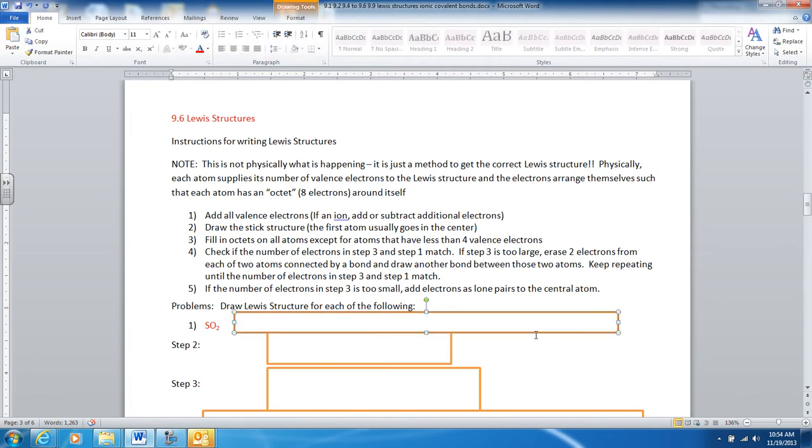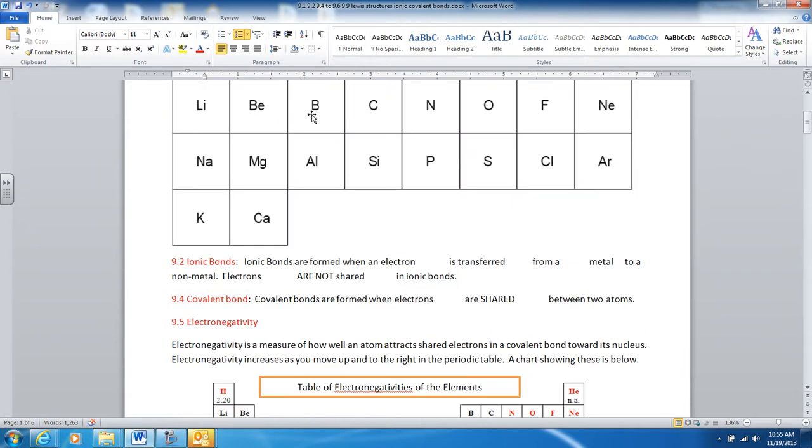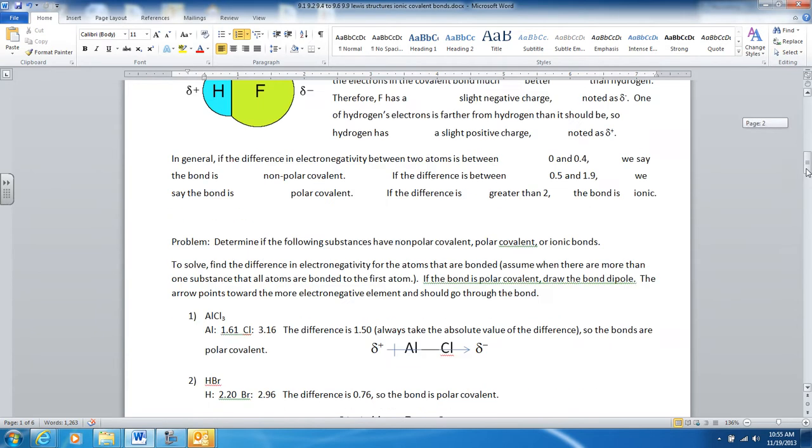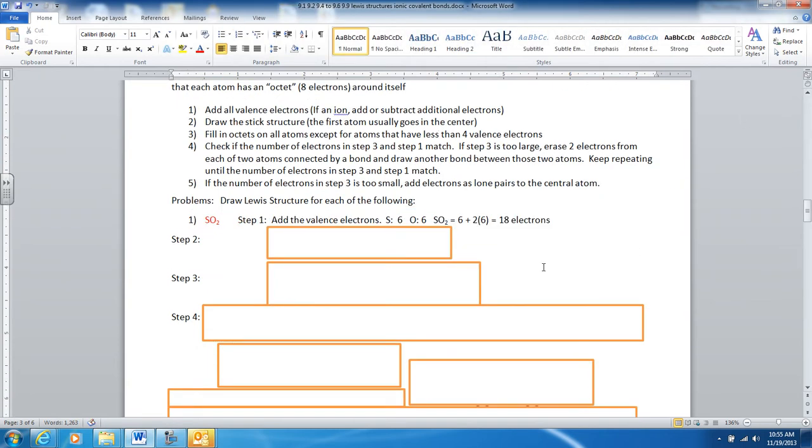Okay, so let's just go through the steps. We're going to add the valence electrons. So sulfur, S, has 1, 2, 3, 4, 5, 6. You're just basically counting the columns up to and including the element. O also has 6 valence electrons. We have 1 S and 2 O's. So in SO2, we have 6 plus 2 times 6. We need 18 electrons, so that's step 1.